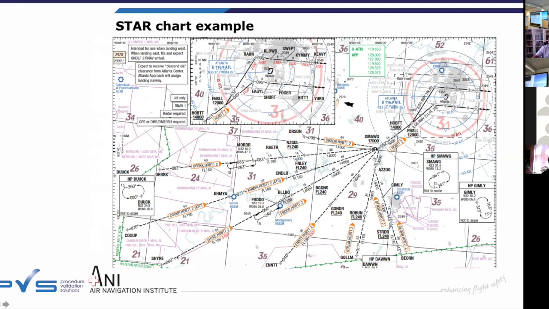Same airport, Atlanta. The other way around, it's STARs. So you have here the Hobbit. As you can see, they are fans of Lord of the Rings. There are all Lord of the Rings names. So the common STAR is the Hobbit 2, which is here, from here to there.